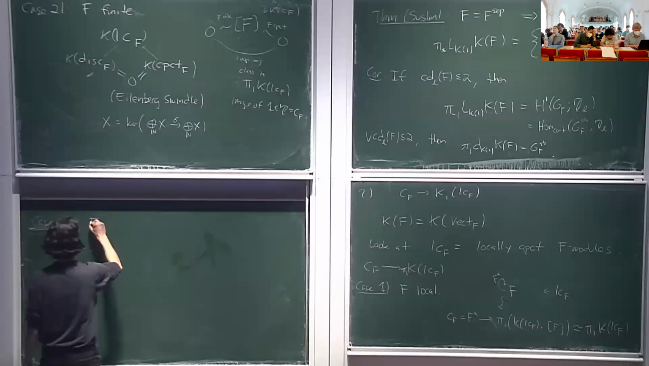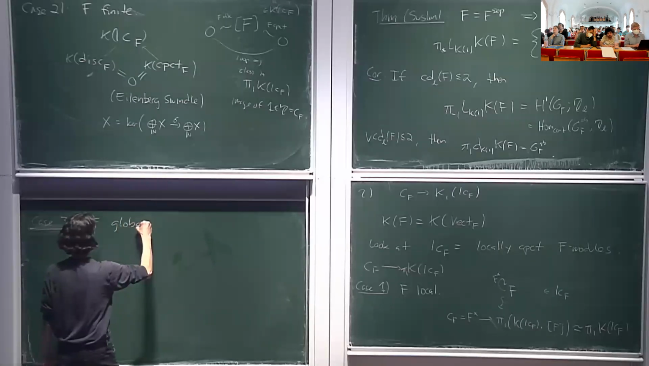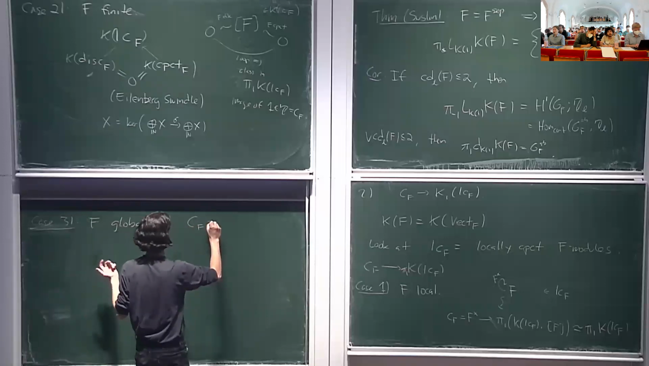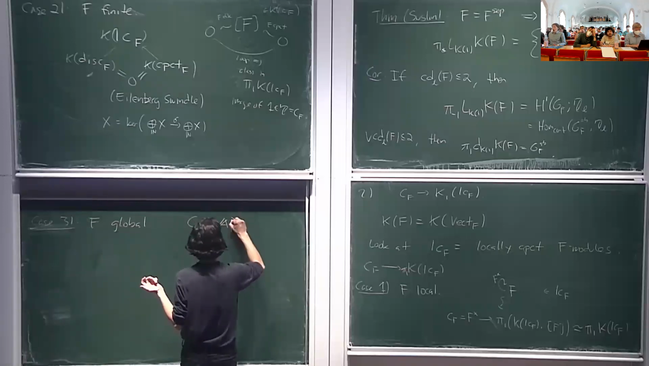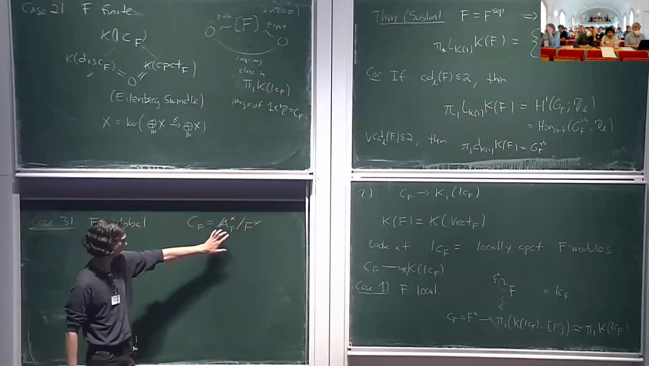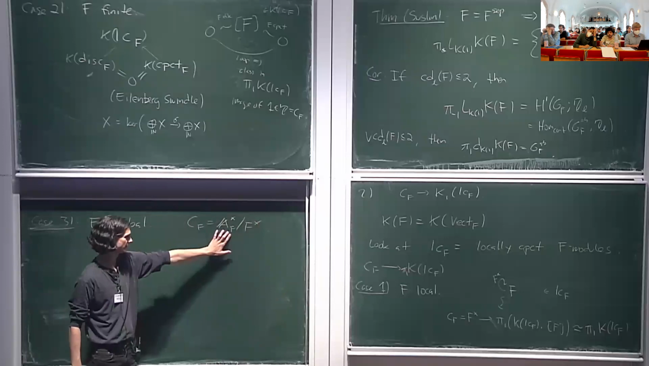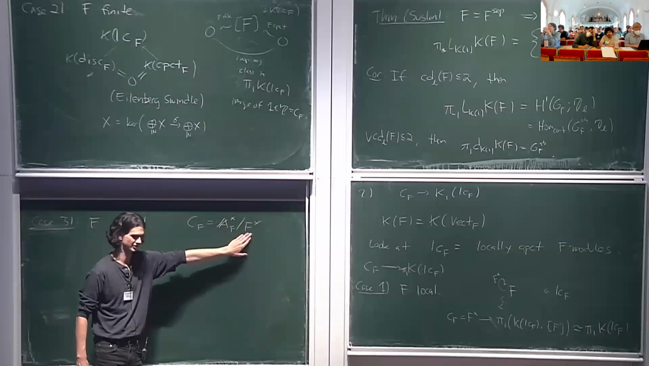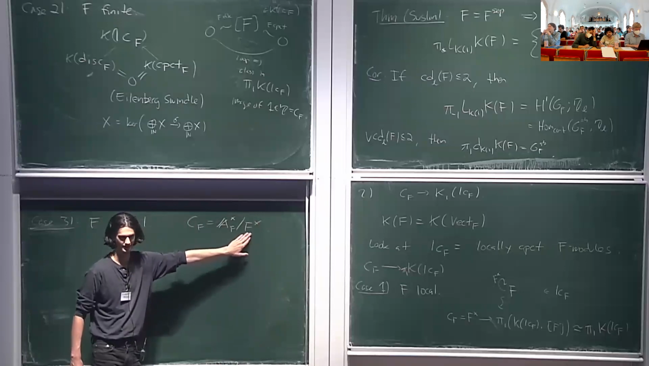So if F is global, let me remind you that CF in this case is the Adeles of F modulo the units F cross. So I should first produce a homomorphism from AF cross, and then I should prove reciprocity. I should prove this non-trivial statement that it's the zero map when you restrict to F cross.